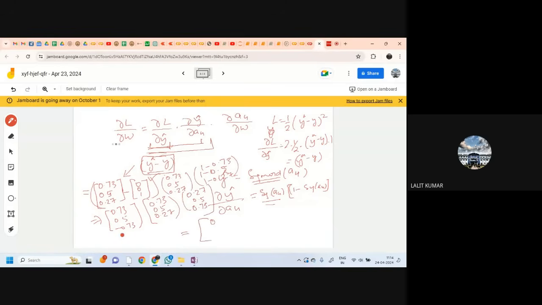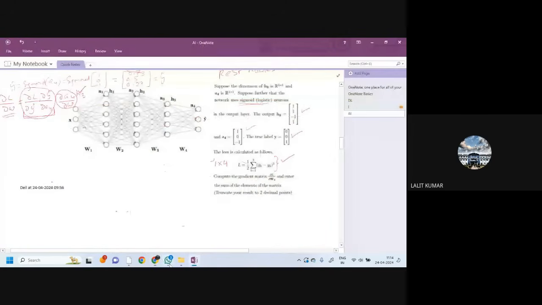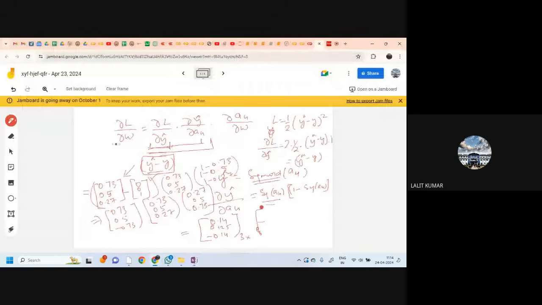We should get 0.14 and minus 0.14, and we have to multiply this with H3 transpose. What was H3? 1 1 minus 1 1 1 1 minus 1, 1 1 1 minus 1 1. So we will get here 0.14, 0.14, minus 0.14, 0.14, 0.125.